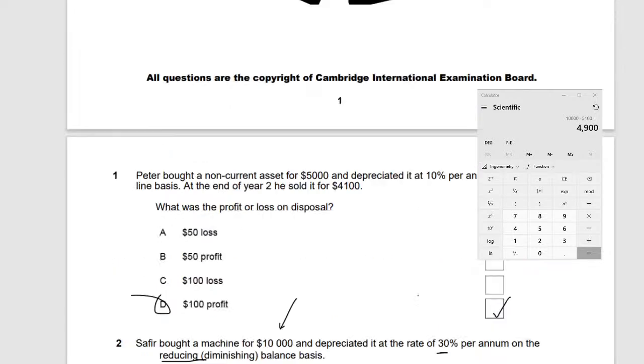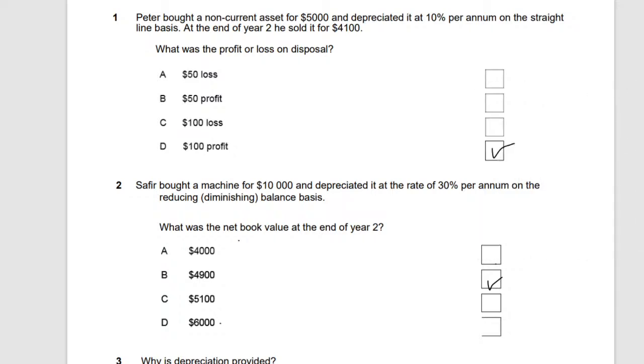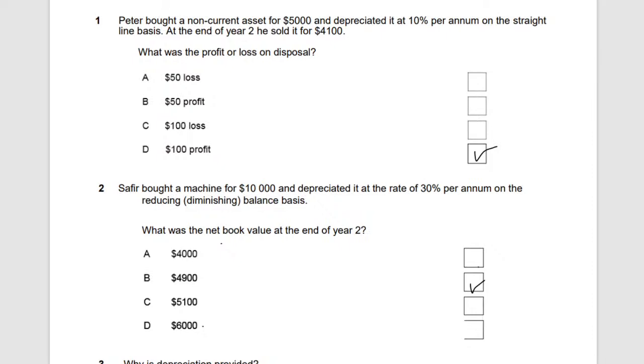The answer here was the profit of $100. There you go. We have also finished the reducing balance. So we got that correct as well, and hopefully you are understanding that. Let's put that aside and rearrange my screen.